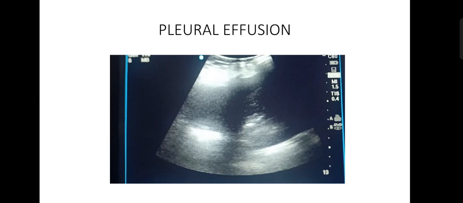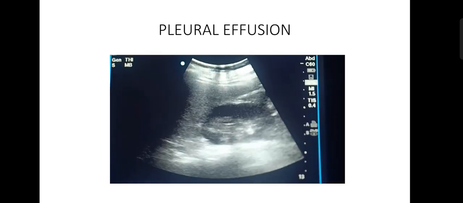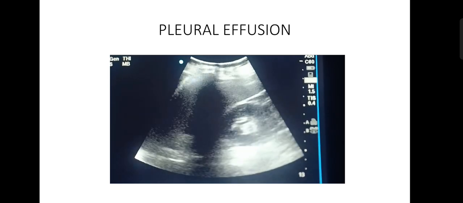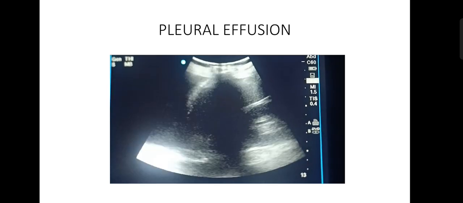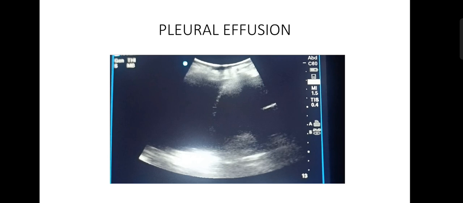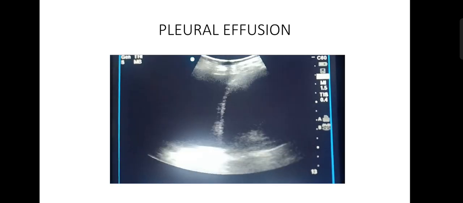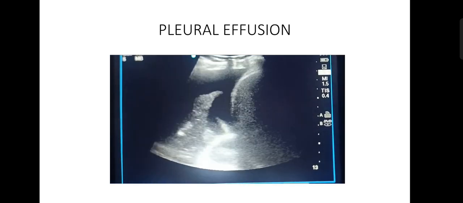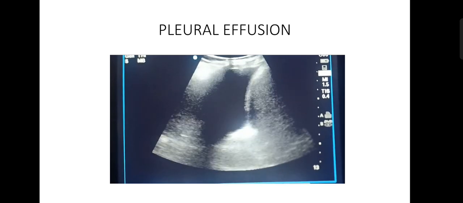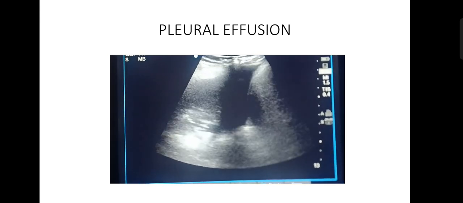We give you another image of a pleural effusion. Here you can see the kidneys. There's no fluid between the kidney and the liver. There is a rib shadow which comes as a black shadow in between, and as we go up, you can see the diaphragm, and then you can see above the diaphragm the collapsed lung.